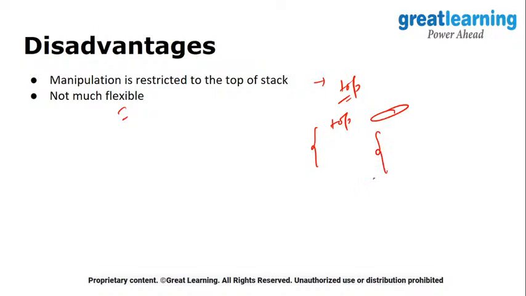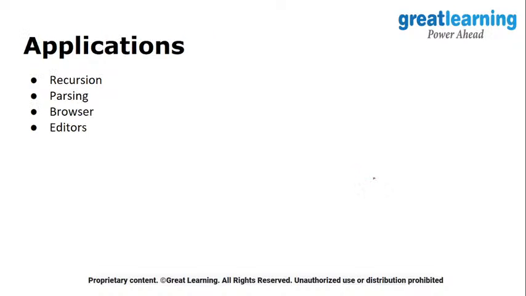There's not much flexibility, right? This is simple enough, right? Now applications, if you have used recursion, stacks are used in it, right? You have something called activation records, right? Let's forget about activation records.